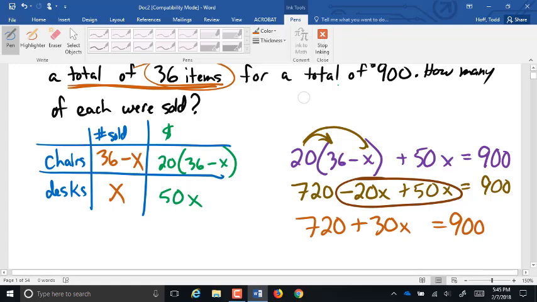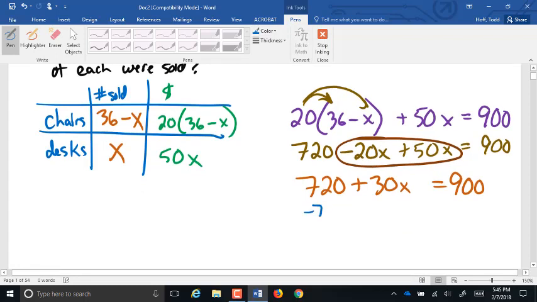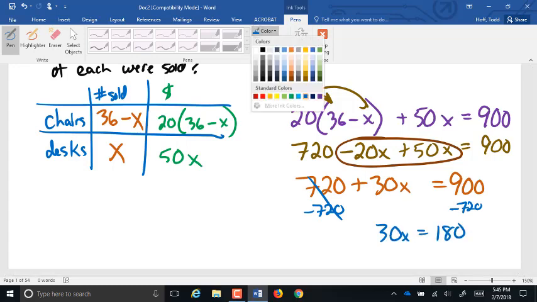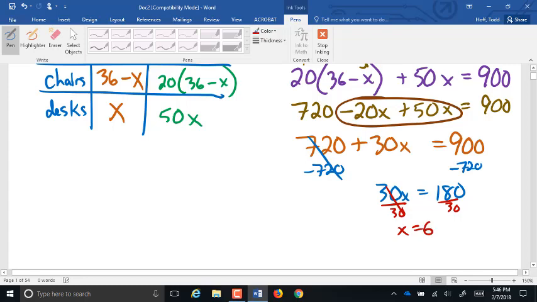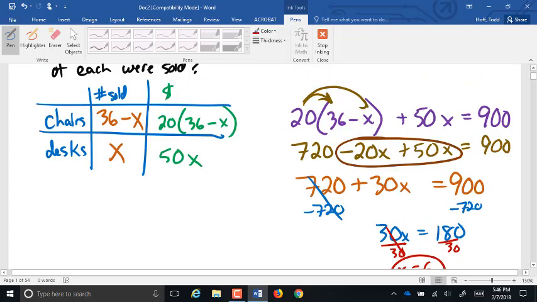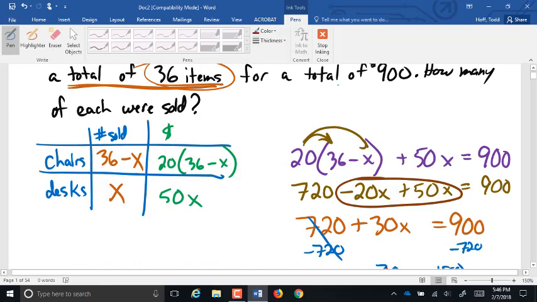And then subtract 720. We get 30X equals 900 minus 720 is 180. And then divide by 30. X equals 6. So we go back up here and make sure we answer the question. We're asked how many of each. Well, X equals 6. So that means there were 6 desks sold. Chairs are 36 minus X. So 36 minus 6 means there's 30 chairs sold.